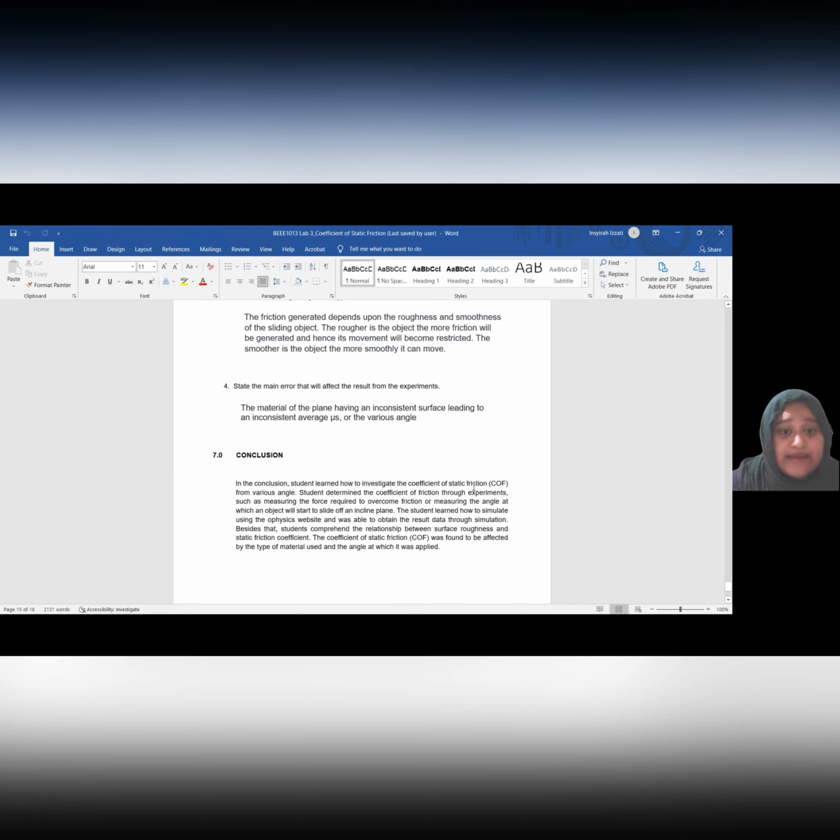For the conclusion of this lab, students learn how to investigate the coefficient of static friction from various angles. Students determine the coefficient of friction through experiments such as measuring the force required to overcome friction or measuring the angle at which an object will start to slide off an inclined plane. The students learned how to simulate using the physics website and were able to obtain the result data through simulation. Besides that, students comprehend the relationship between surface roughness and static friction coefficient. The coefficient of static friction was found to be affected by the type of material used and the angle at which it was applied.